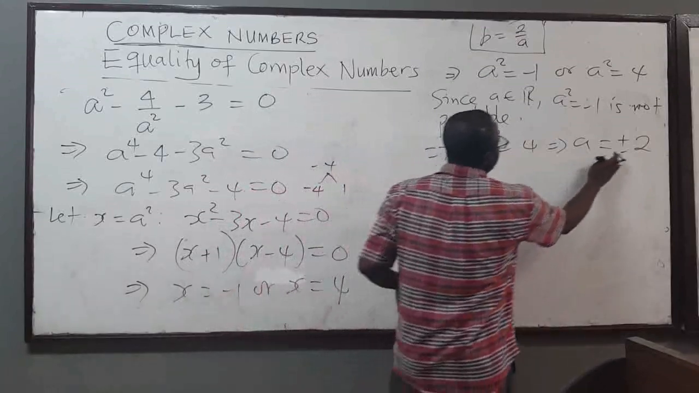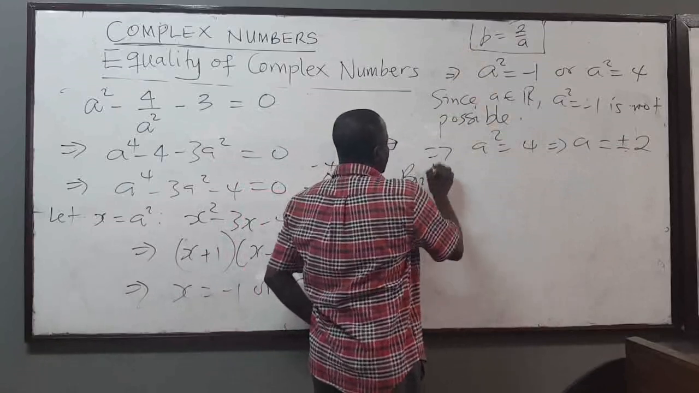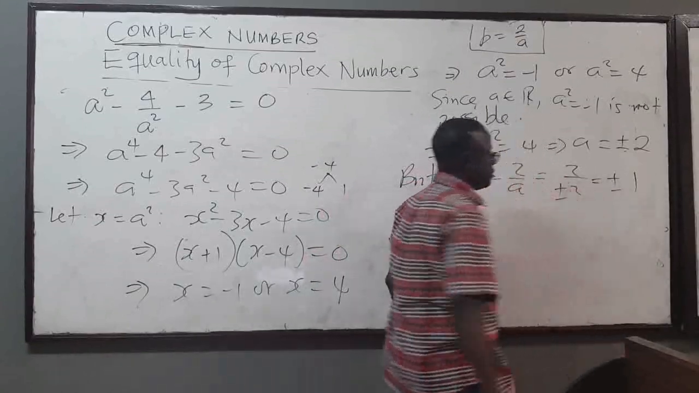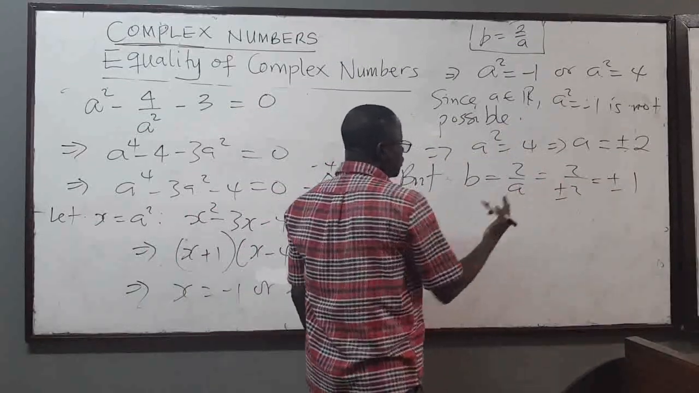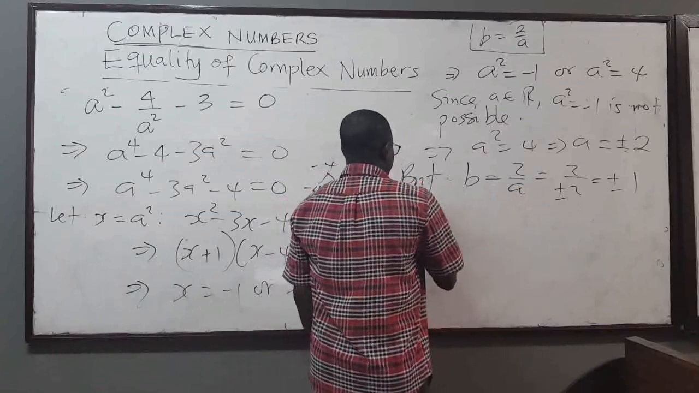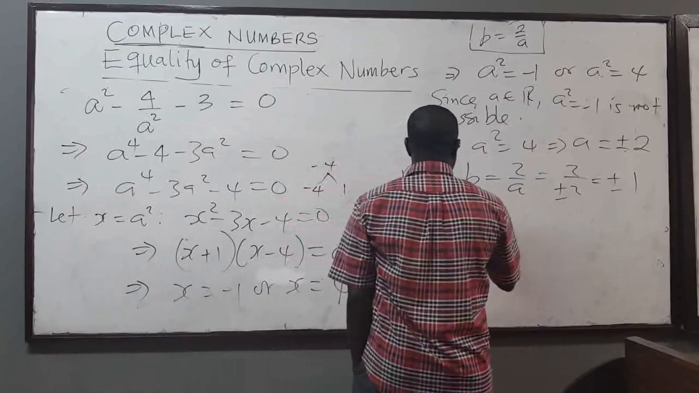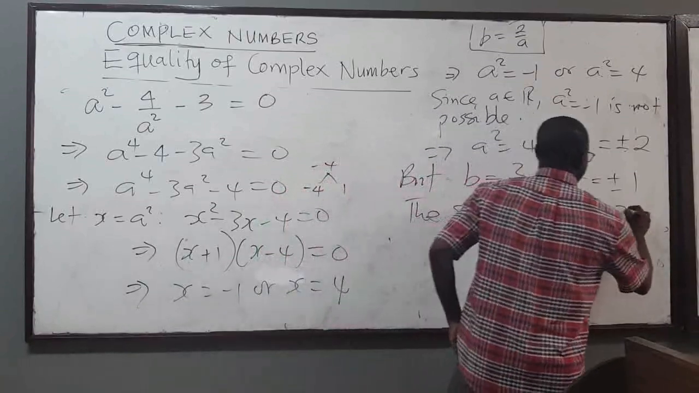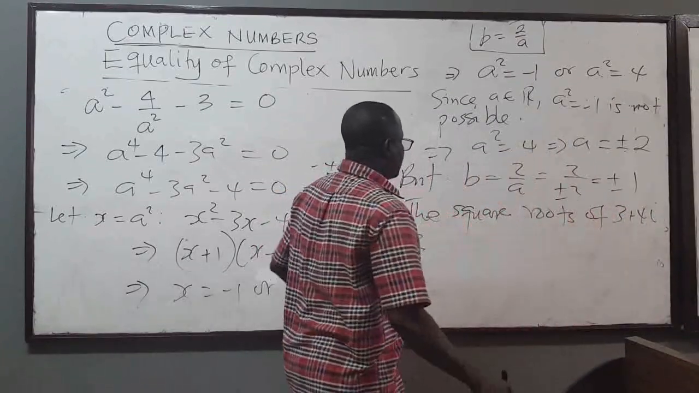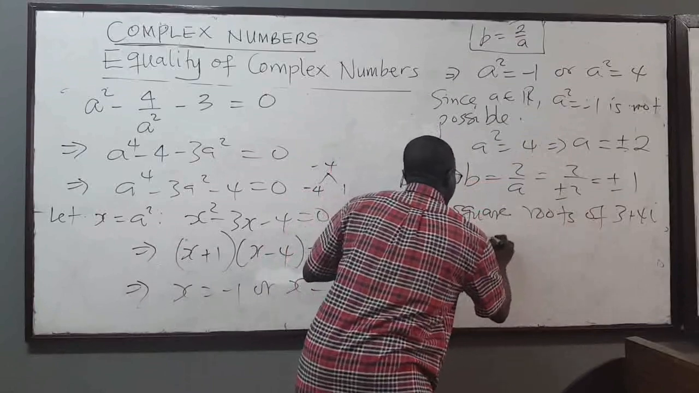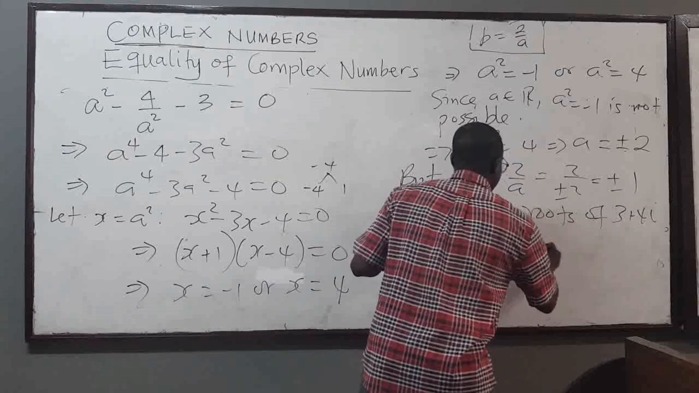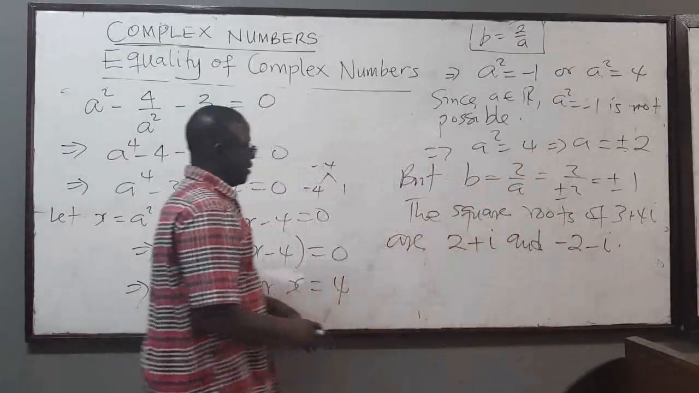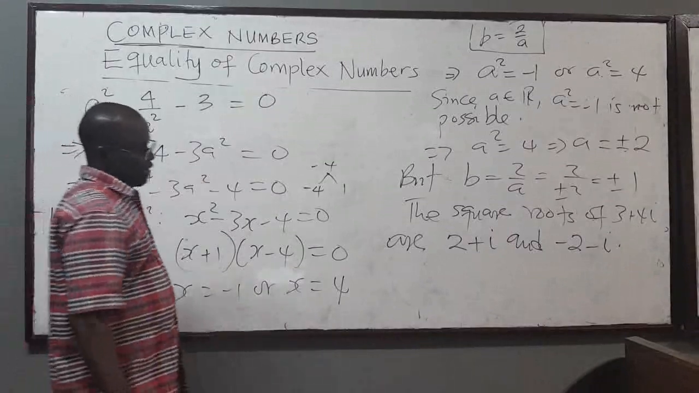Then we can go back and solve for b. We know b is 2 over a, so that will be 2 over plus or minus 2, so plus or minus 1. So you have the square roots. The square roots of 3 plus 4i are a plus bi when a is positive, and this is also positive, so 2 plus i, and negative 2 minus i, as the two square roots of the number 3 plus 4i.